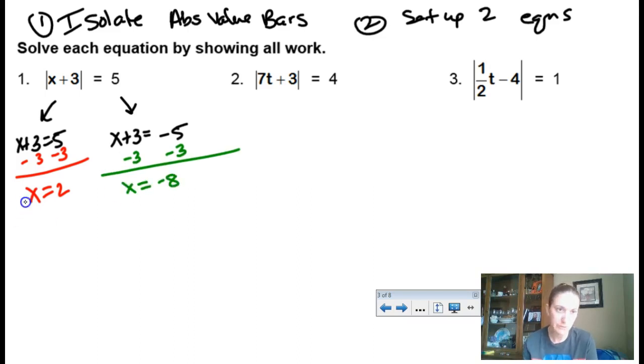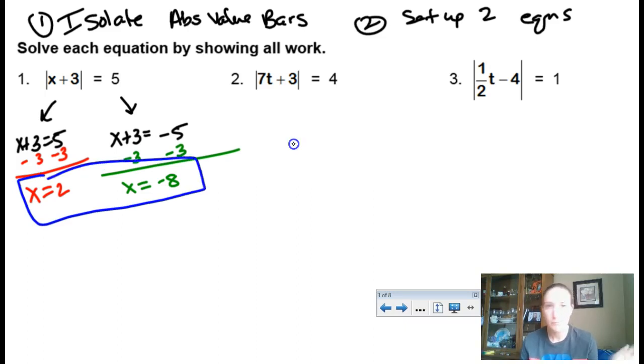Again, on a test it would be a great idea to go back and check. I'm just going to assume I did it right. The issue is sometimes kids look at this and go, okay, so what's my right answer? And the issue is that there's more than one right answer. There are actually two solutions to this equation.